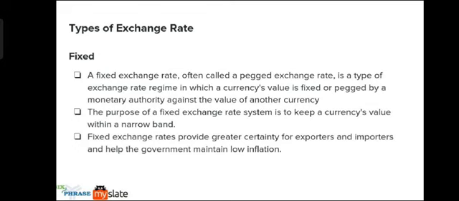Fixed. A fixed exchange rate, often called a pegged exchange rate, is a type of exchange rate regime in which a currency's value is fixed or pegged by a monetary authority against the value of another currency. The purpose of a fixed exchange rate system is to keep a currency value within a narrow band. Fixed exchange rates provide greater certainty for exporters and importers and help governments maintain low inflation.